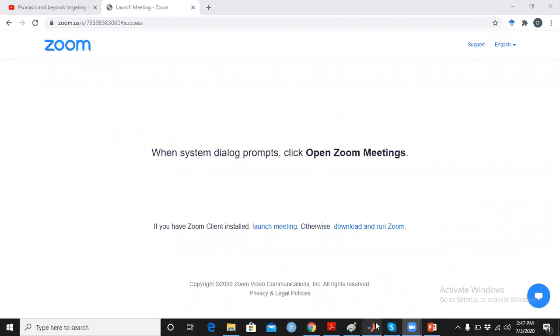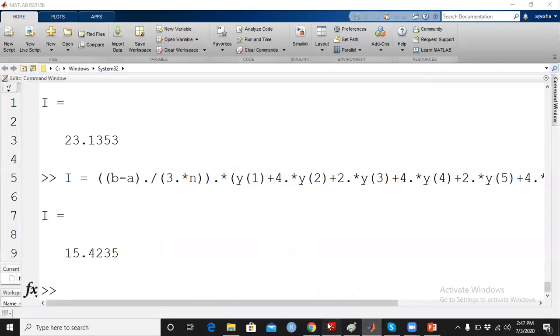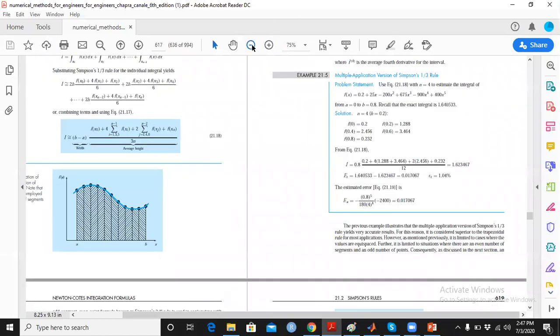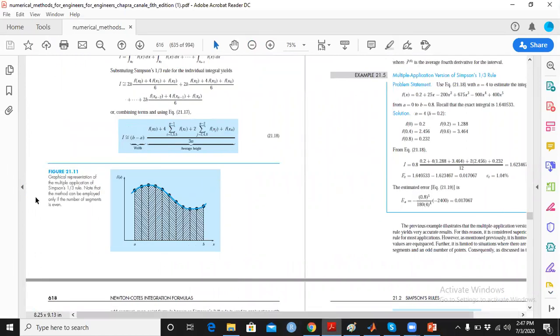Okay, hello students. Today we will discuss Simpson's rule. What do we do in Simpson's rule? We find the integral of a function numerically. And you can see here from the picture what is happening: a graphical representation of the multiple application of Simpson's one-third rule. Note that the method can be employed only if the number of segments is even.